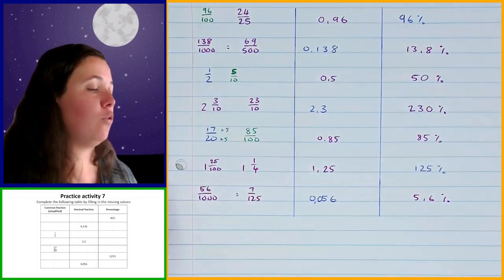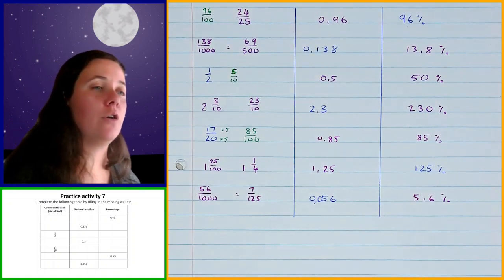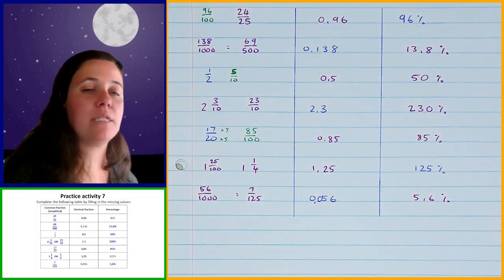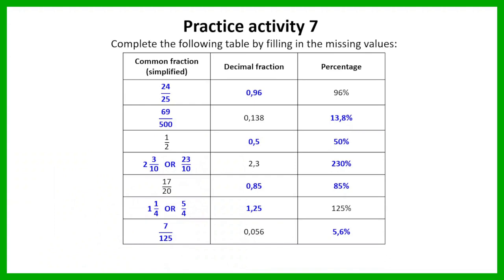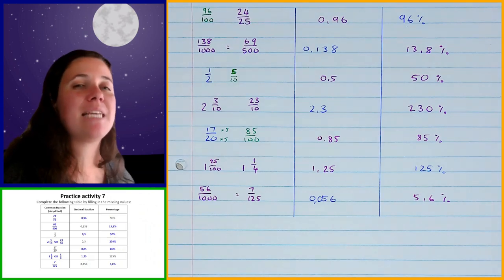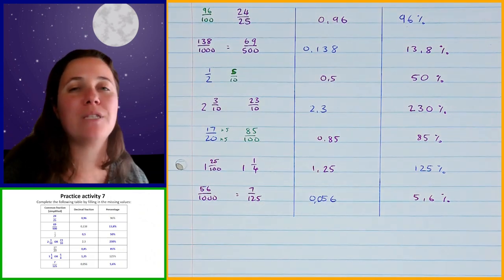And that's what you should have got for all of those. Let me just put this up for you over here so that you can see nicely. That's what you should have got for all of those over there. So this one also, the 1 1/4, you could have written as 5/4 as well. That would be acceptable as well. So that's what you should have got for all of those examples. And that is how we work with equivalent forms of fractions.